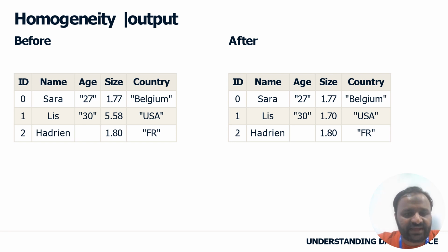You can see the before and after values for rows 0, 1, and 2. Sara, Liz, and Hadrian's ages were 22, 27, and 30, and sizes were 1.77, 5.58, and 1.80 respectively. The countries were Belgium, USA, and FR. In the size column you have to be careful. Liz measured her size in feet, so we convert it. We have to maintain the same standard, because if the standard is disturbed, understanding the data would be difficult and your accuracy is going to be affected.